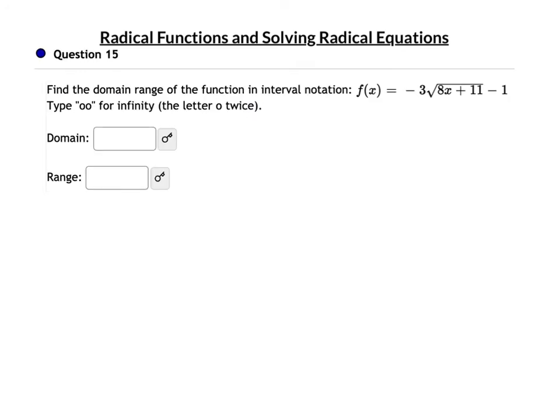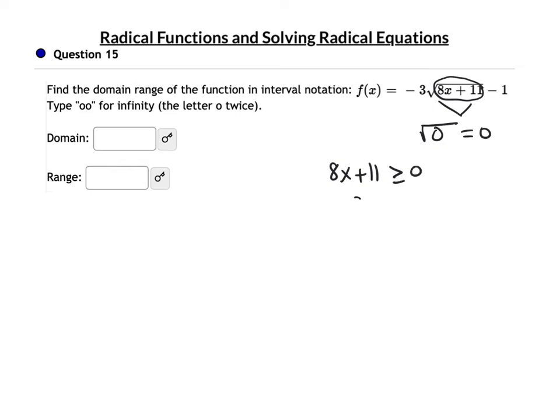You can graph this and figure out by that what the domain and the range are. The thing you have to remember is that the smallest number you can have under a square root is 0. Square root of 0 is 0. You can't have a negative. What we know then is what's under the root for the domain has to be greater than or equal to 0. 8x plus 11 has got to be greater than or equal to 0.